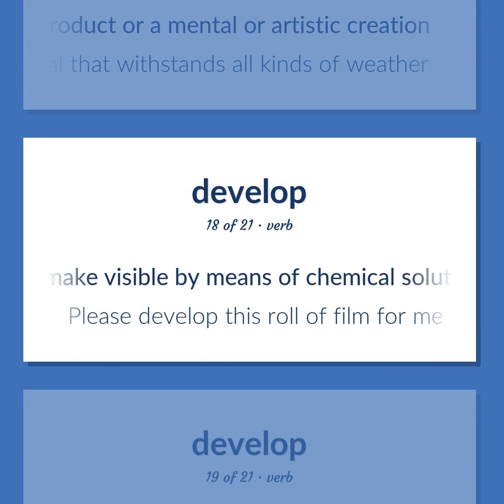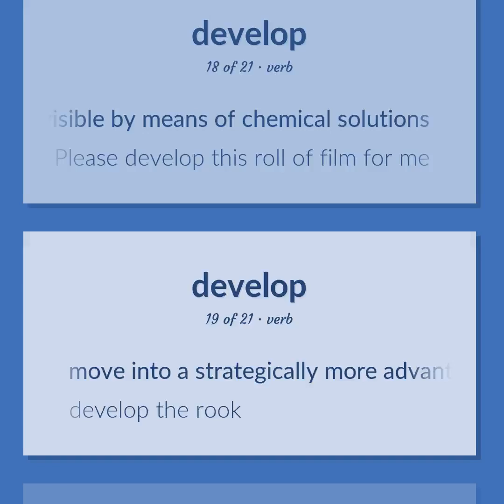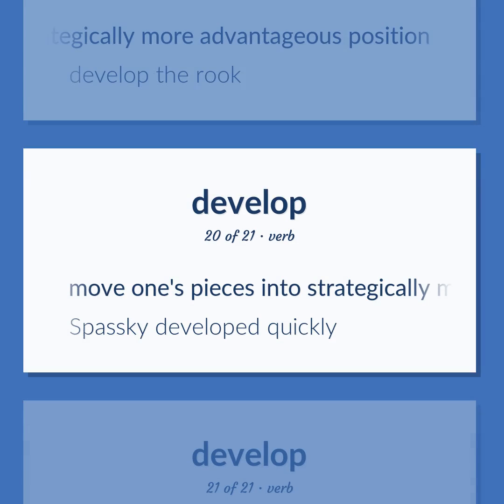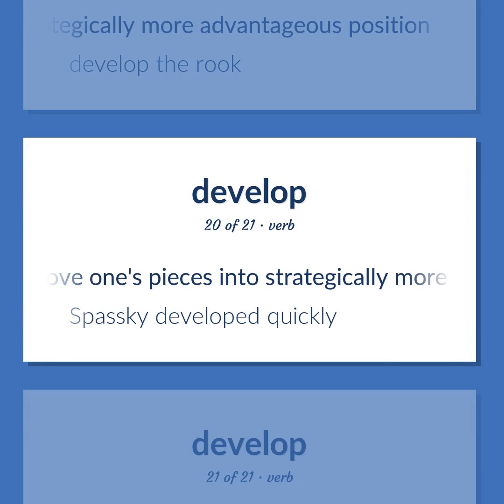Make visible by means of chemical solutions. Please develop this roll of film for me. Move into a strategically more advantageous position. Develop the rook. Move one's pieces into strategically more advantageous positions. Spassky developed quickly.